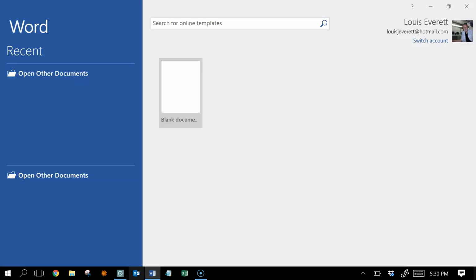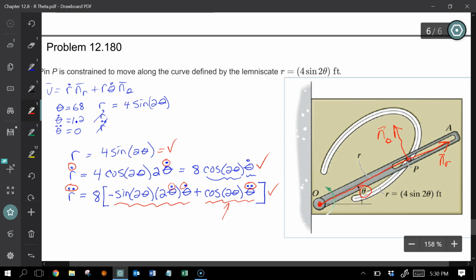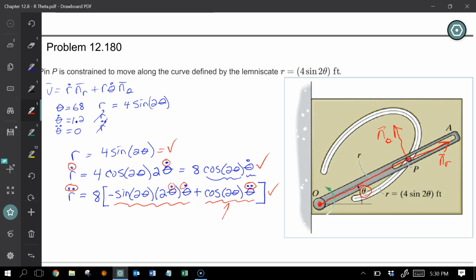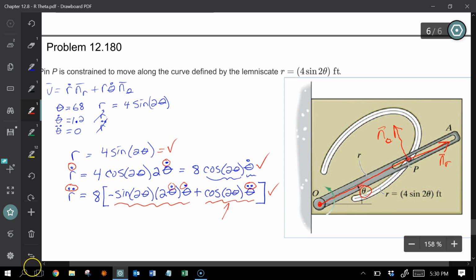Anyway, once you have your r, r dot, r double dot, and your theta, theta dot, theta double dot, then you just plug and chug into all the different terms. It's tedious. Most of the mistakes are just algebra. Just make sure that you calculate it properly and you've got it. Okay, that's it for this one.